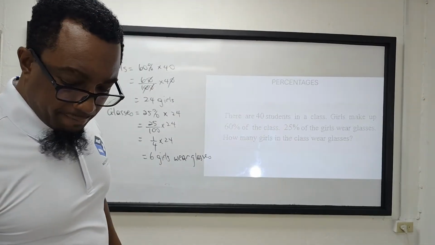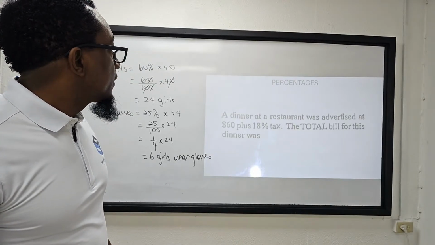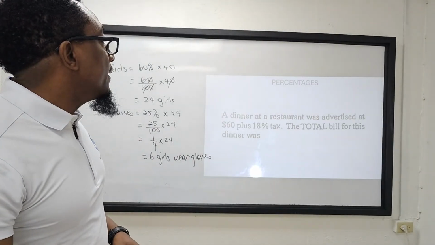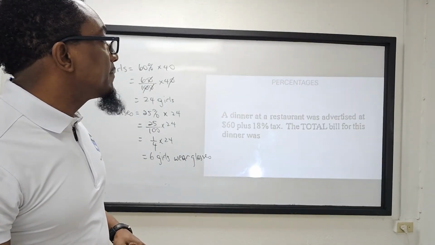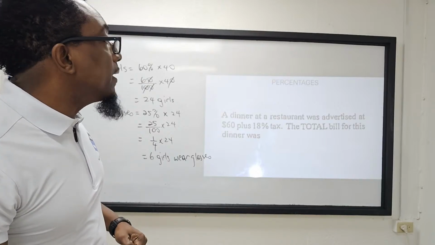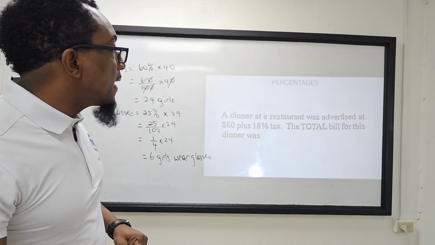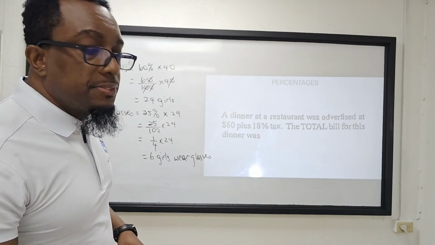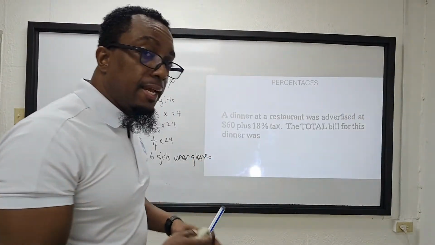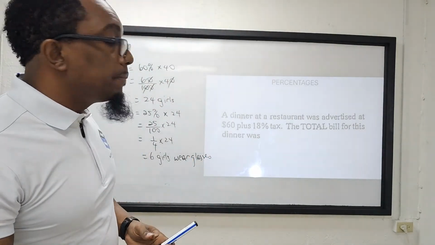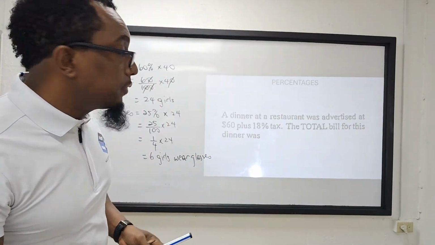Alright? If we have here, again percentages, a dinner at a restaurant was advertised at $60 plus 18% tax. The total bill for this dinner was, another question you see in paper 2, mostly multiple choice, this is what?